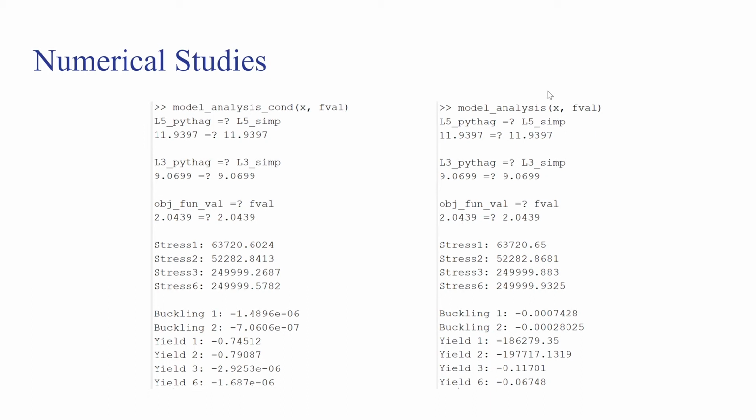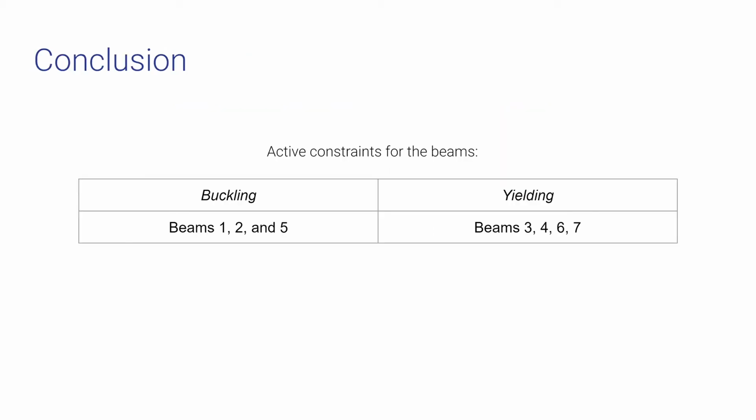The problem was solved both with and without numerical conditioning. Although the results were similar, it is interesting to note the effect they had on the yield stresses, especially in beams 1 and 2. In conclusion, based on the results of the project, buckling constraints are active for beams 1, 2, and 5, and yielding constraints are active for beams 3, 4, 6, and 7.